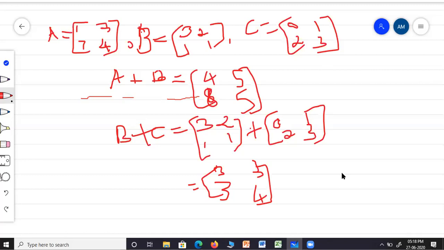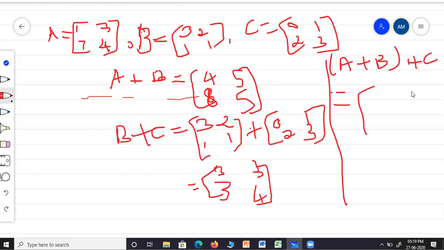Now we'll check the proof. First we'll find (A + B) + C. Here we have to add A plus B with C. You can see this is the answer of A plus B, and we'll add its elements to the elements of matrix C. So 4 plus 0, 4. 5 plus 1, 6. 8 plus 2, 10. 5 plus 3, 8. Let us call it equation number 1.